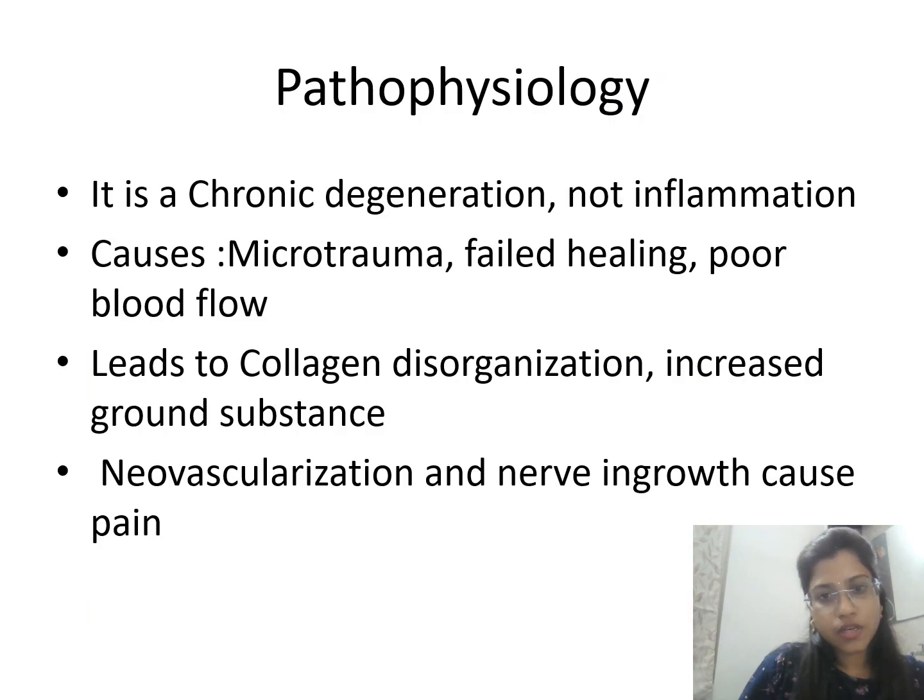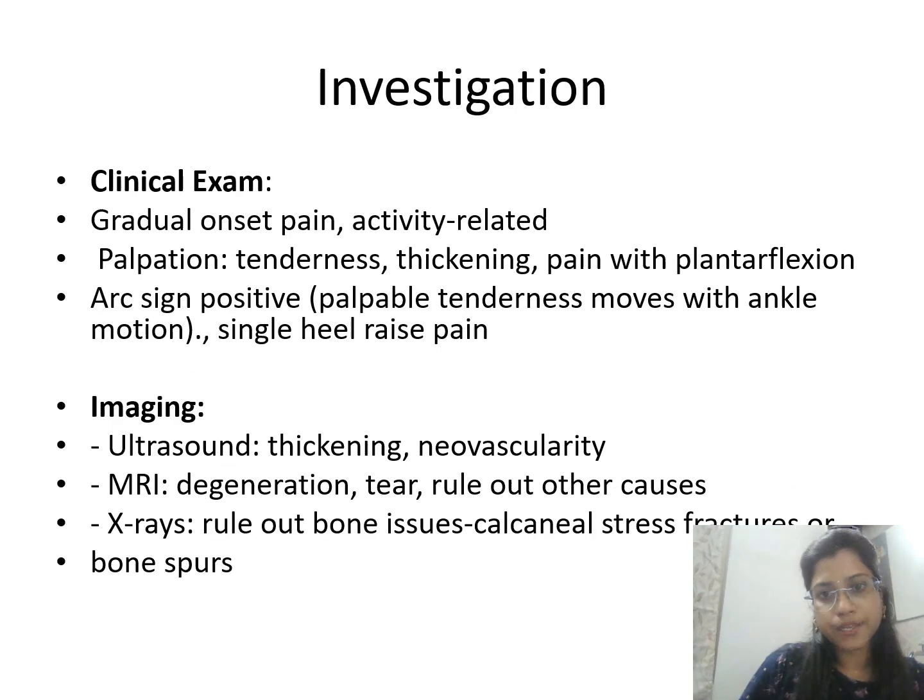Coming to the pathophysiology, it is a chronic degeneration. It is not an inflammation. Usually tendinitis is an inflammation. Tendinosis is a degenerative condition. What are the causes? It is due to microtrauma, failed healing, and poor blood supply, which leads to collagen disorganization and increased ground substance, which promotes neovascularization and nerve ingrowth, which leads to development of pain.